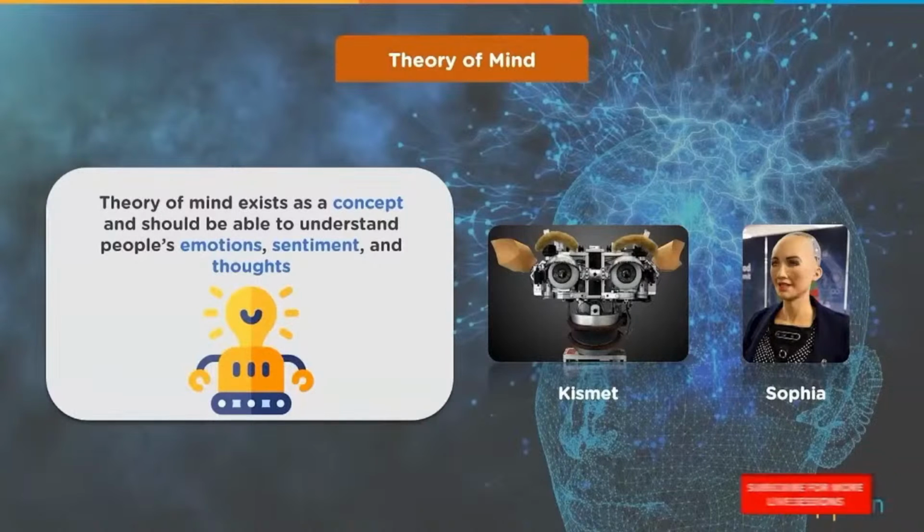Sophia from Hanson Robotics is another example where the theory of mind AI was implemented. Cameras within Sophia's eyes combined with computer algorithms allow her to see. She can follow faces, sustain eye contact, and recognize individuals. She is able to process speech and have conversations using a natural language subsystem.